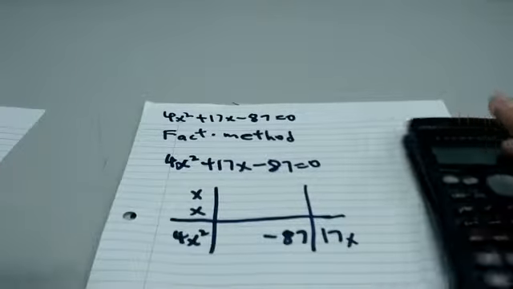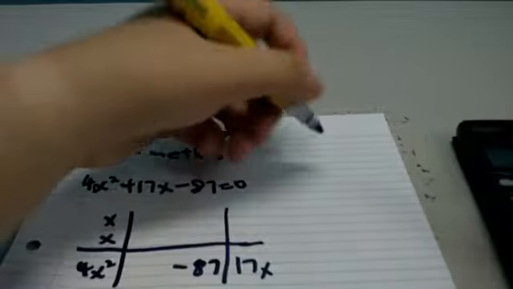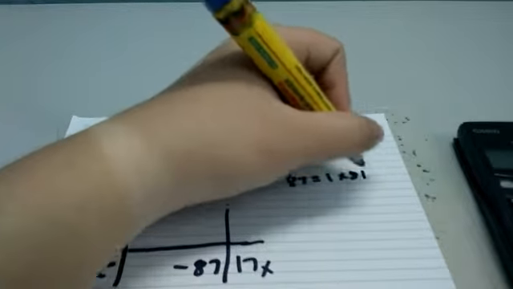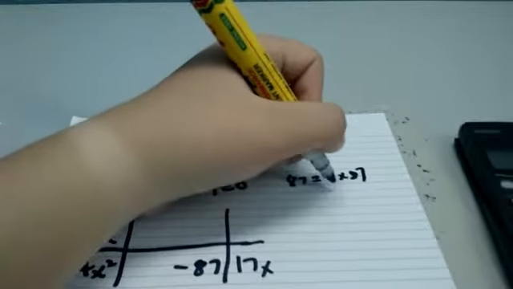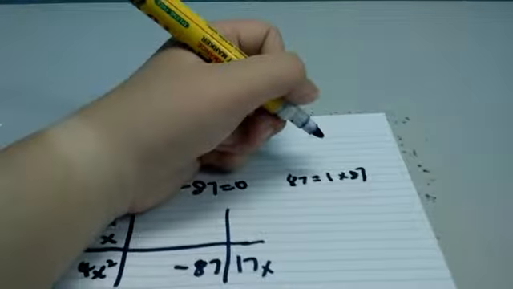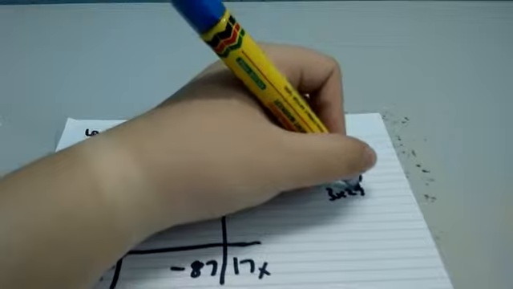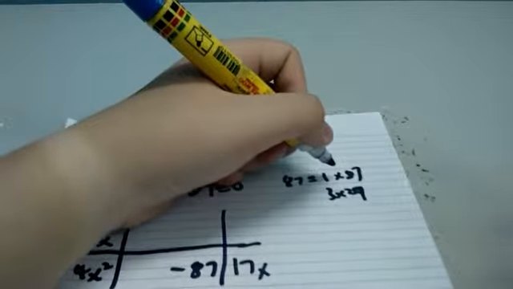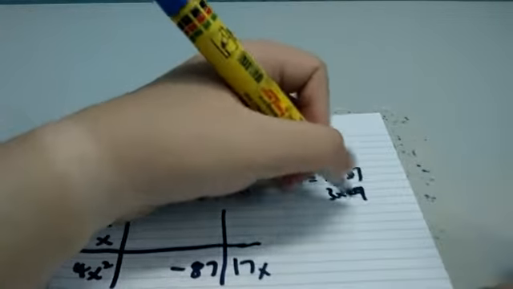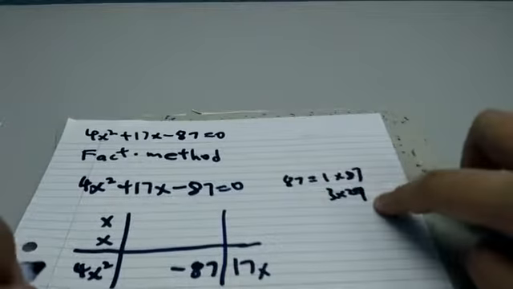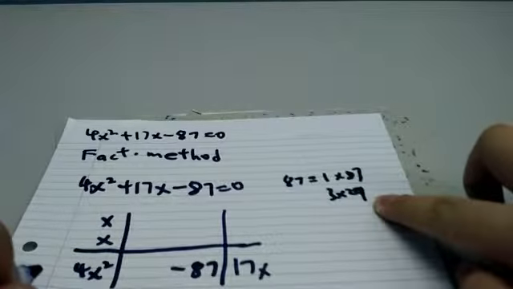So let's find the factors of 87. So we will have 87 can be 1 times 87. I have a calculator right here, so it can be 3 times 29. After I calculate using my calculator, I can find out that these are the only factors of 87. So we will have these 2 possibilities, but which is possible?